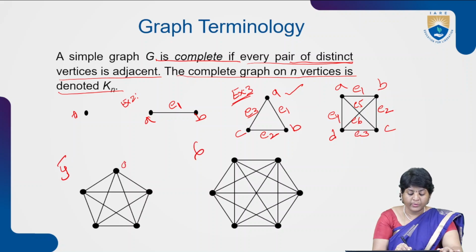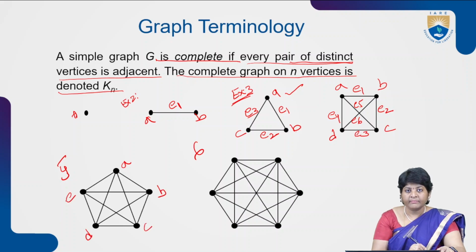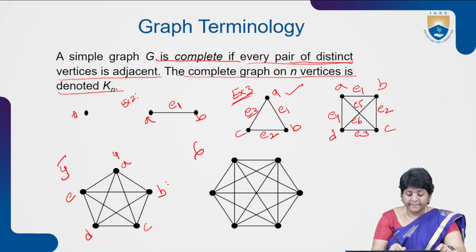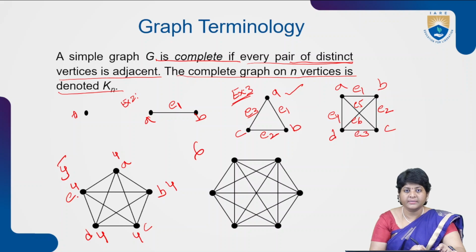If you analyze this, vertices A, B, C, D, E. Now if you check, A is connected to B, C, D, E. So A is connected to 4 vertices. Similarly, B is connected to 4, C is connected to 4 vertices, D is connected to 4 vertices, and E is also connected to 4 vertices. So this is also a complete graph.